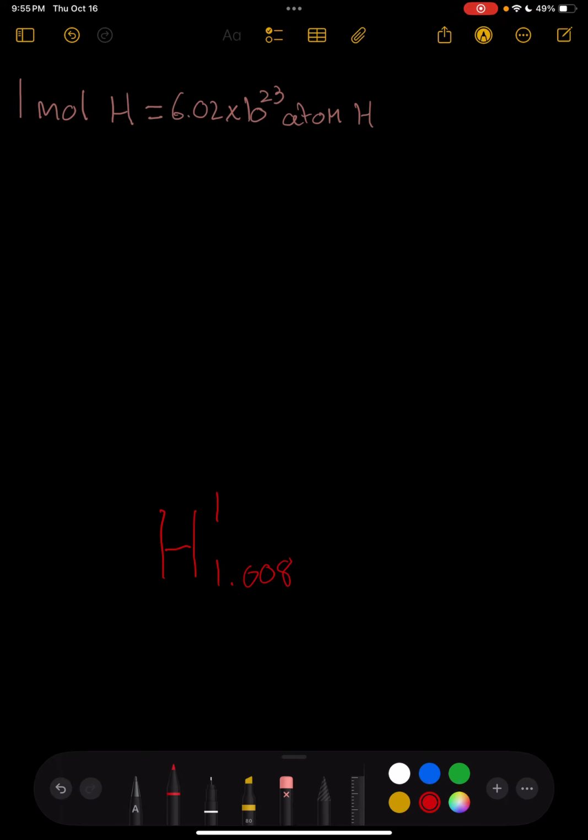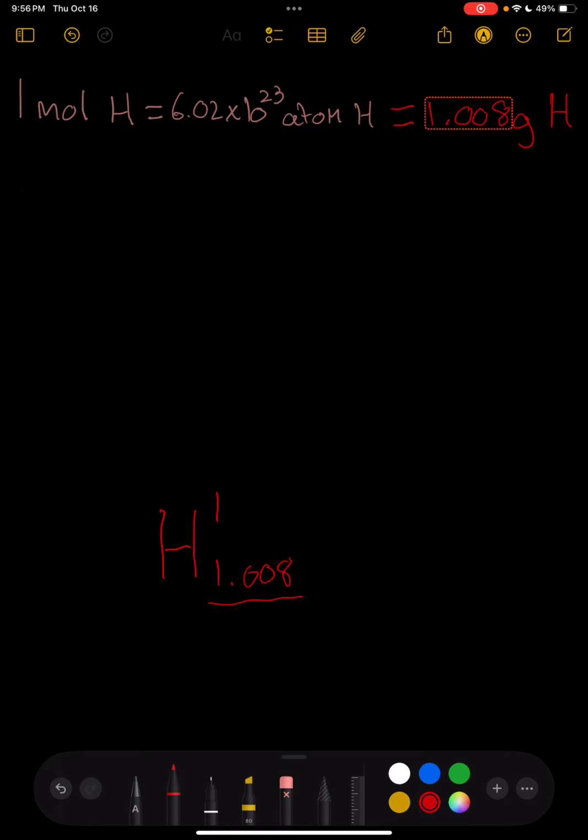We know 1 mole of hydrogen equals 6.02 times 10 to the power of 23 atoms of hydrogen. And we know that that also equals 1.008 grams of hydrogen, because of this number here. And that atomic mass is present on all of the elements on the periodic table. So let's go over another quick example here.